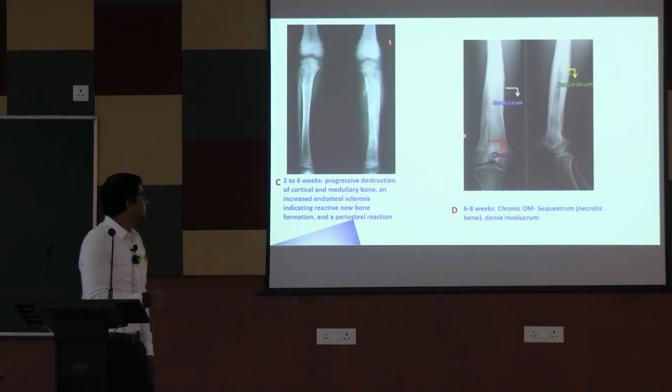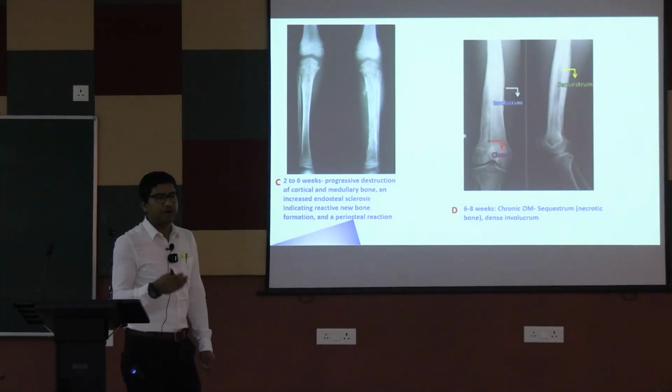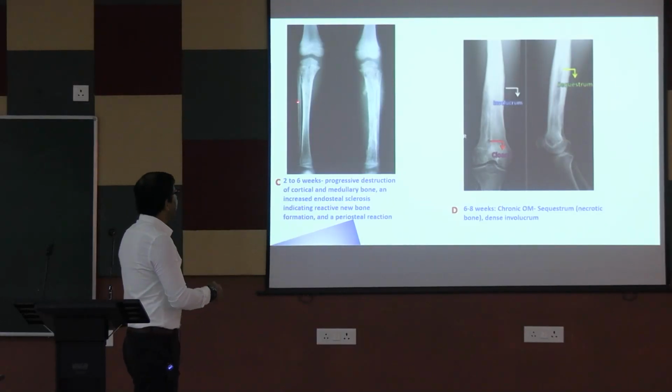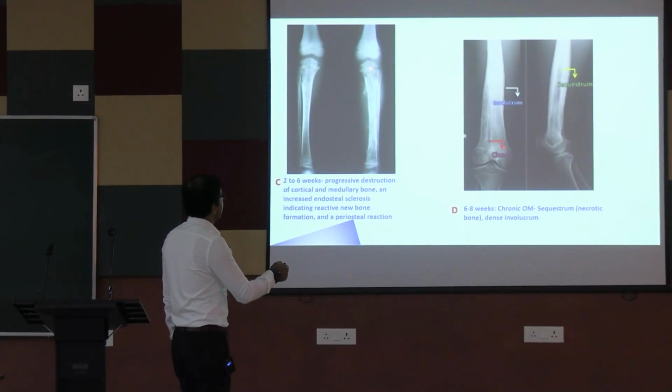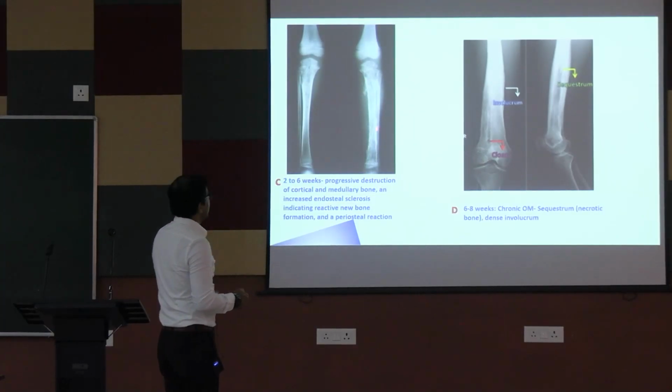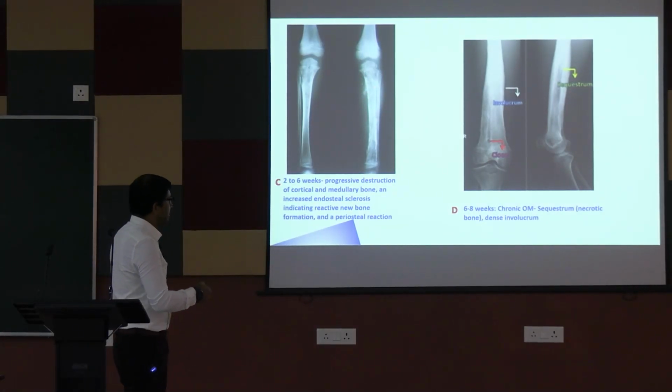Then it goes to the subacute and chronic form. Gradually, if the child is not treated and the diagnosis is missed, or it progresses to chronic form, then you get more severe features of bone destruction. You see it is almost heterogeneous, with a bit of thickened endosteal sclerosis, and periosteal reaction is present.